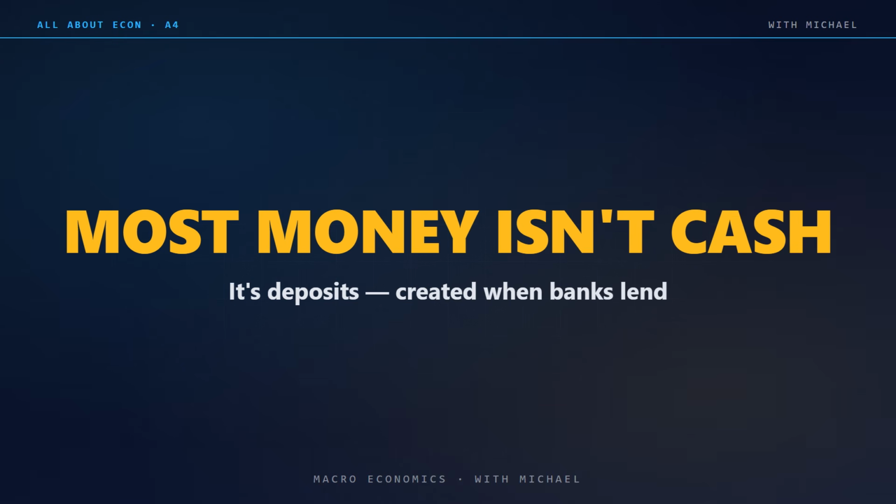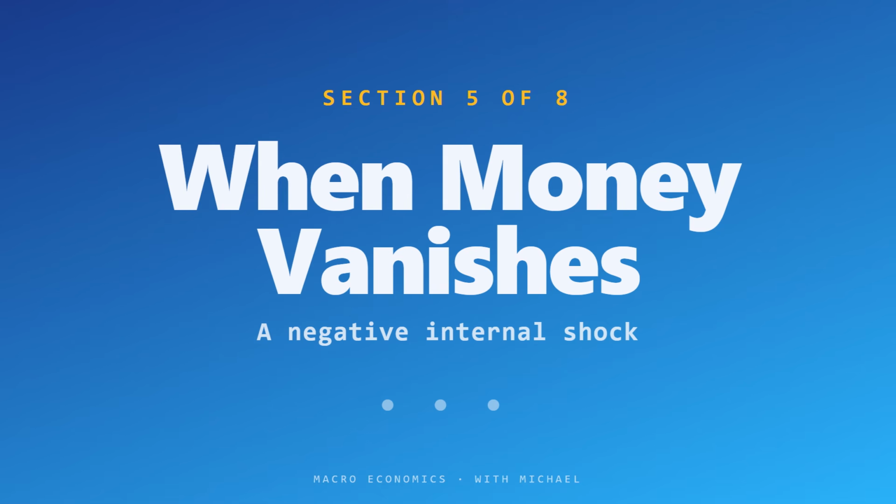Section 5. When money vanishes. Now watch what happens when confidence breaks. Imagine a wave of uncertainty hits, and people across the country start to lose faith in their banks. They rush to withdraw their money, not to spend it, but simply to hold physical cash under the mattress. Economists call this a negative internal shock.